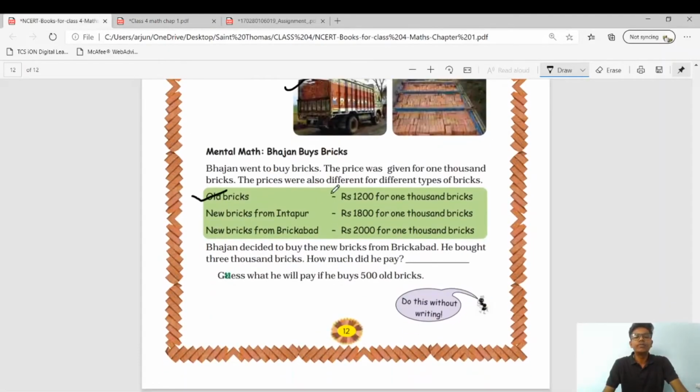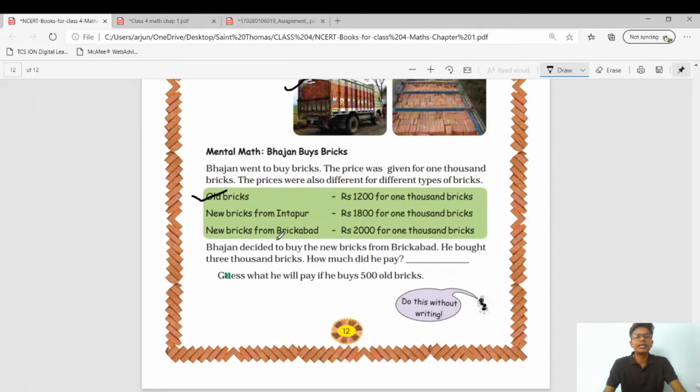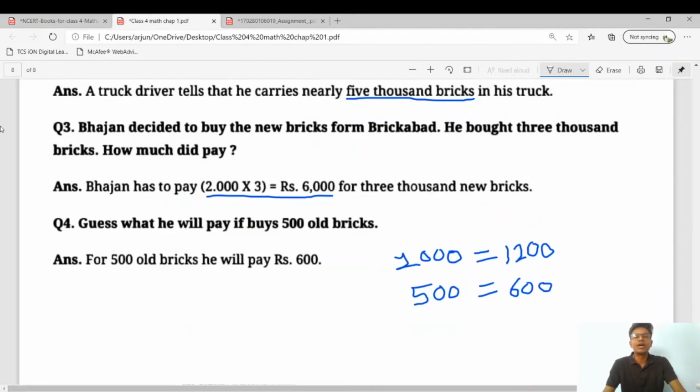The price of old bricks is 1,200 rupees for 1,000 bricks. New bricks from Itnapur cost 1800 rupees for 1000 bricks, and new bricks from Brickabad cost 2000 rupees for 1000 bricks. So Bhajan decided to buy new bricks from Brickabad. So let's see how much the cost of Brickabad bricks is. It is 2000 for 1000 bricks. So how many bricks? He wants 3000.